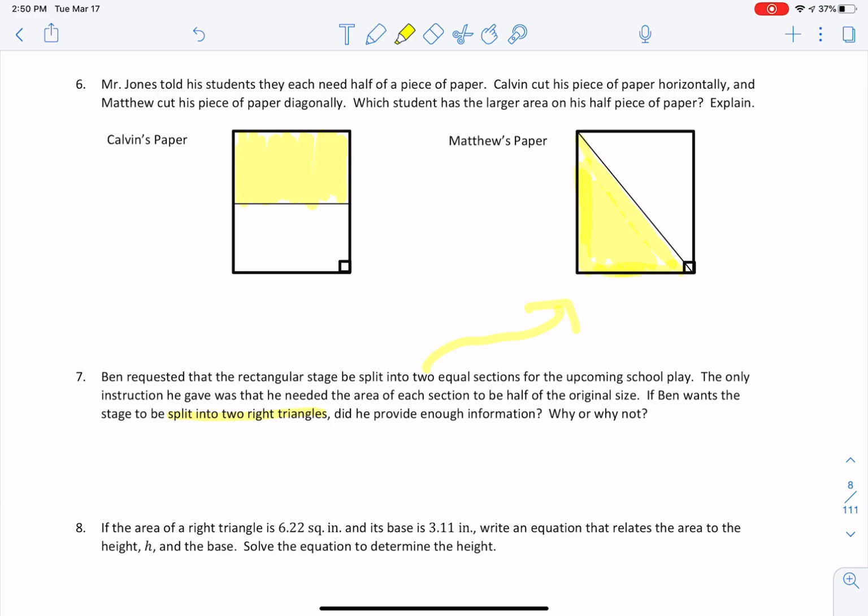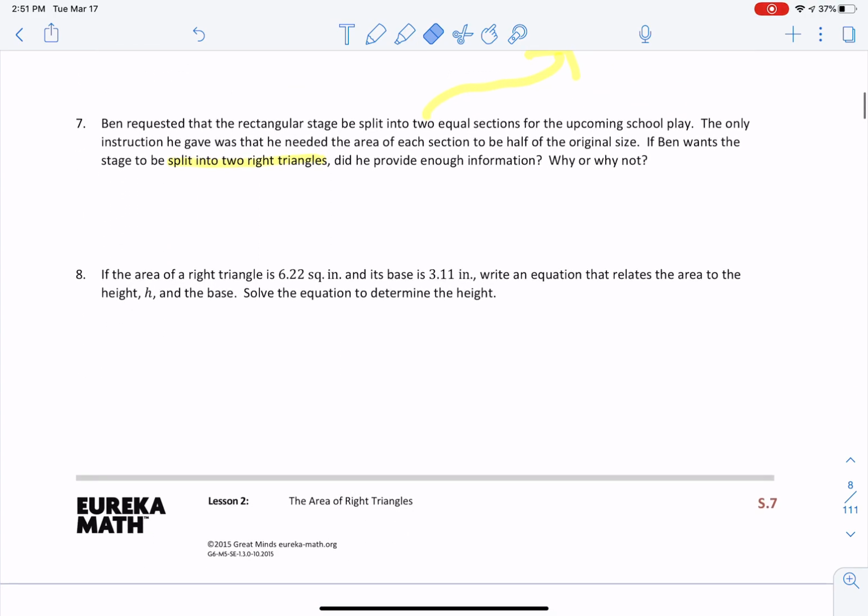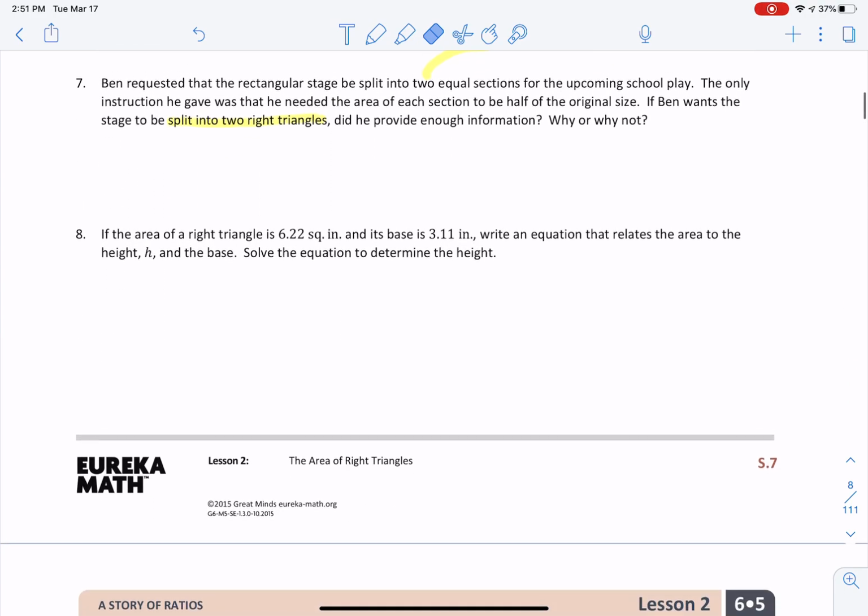Could they switch how they're going to cut it in half? Probably they could cut it going this way instead. Sorry for the crooked line, but they would end up with the same result. So I think the instructions are just fine there. Cutting a rectangle in half, one way you do it is to cut it diagonally, and you get a pair of right triangles.